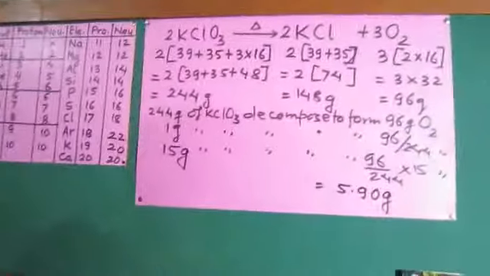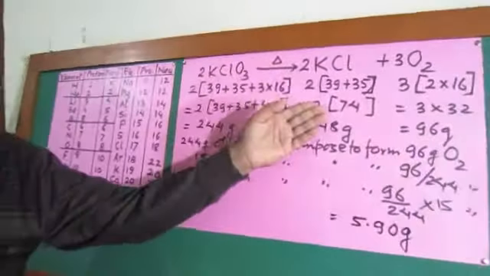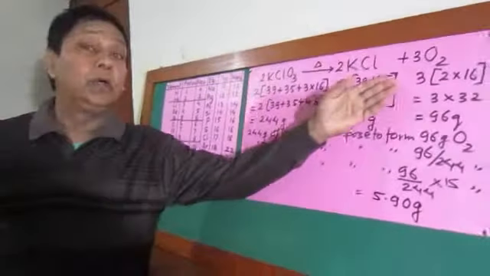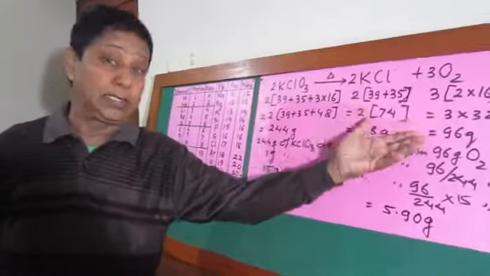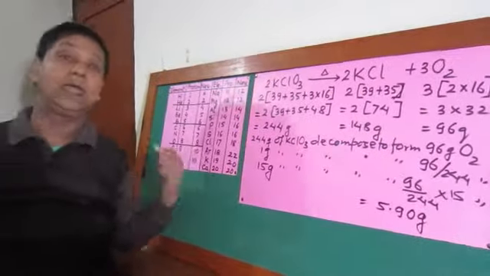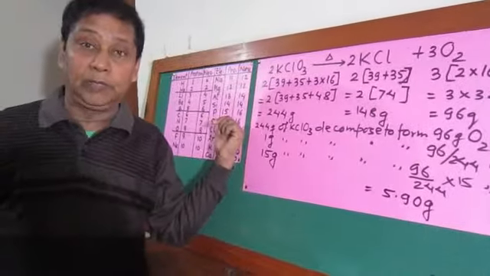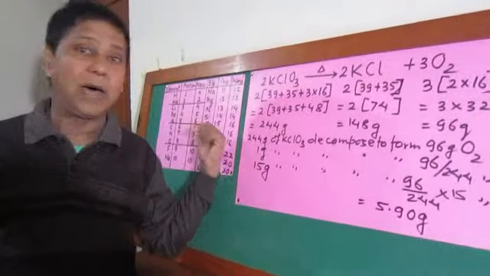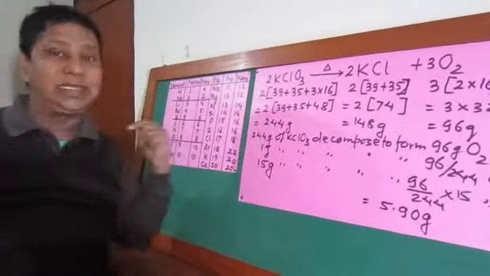This way, how many grams of reactant takes part in the chemical reaction and how many grams of each of the products produces can be easily calculated with the help of this table. So it's better to have this table and remember the atomic mass of the first 20 elements.